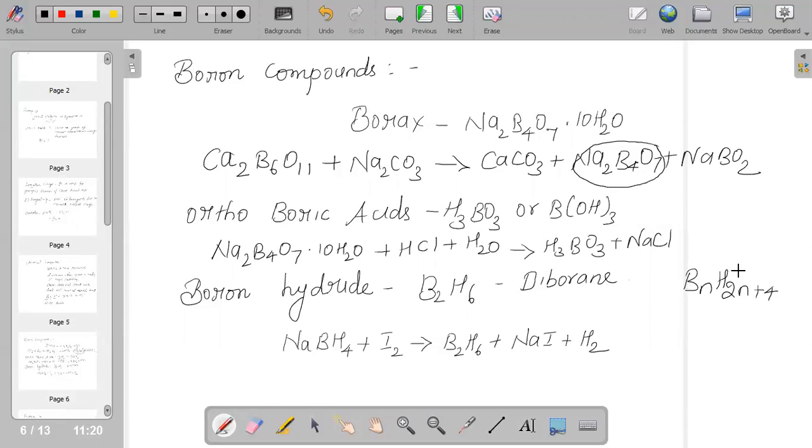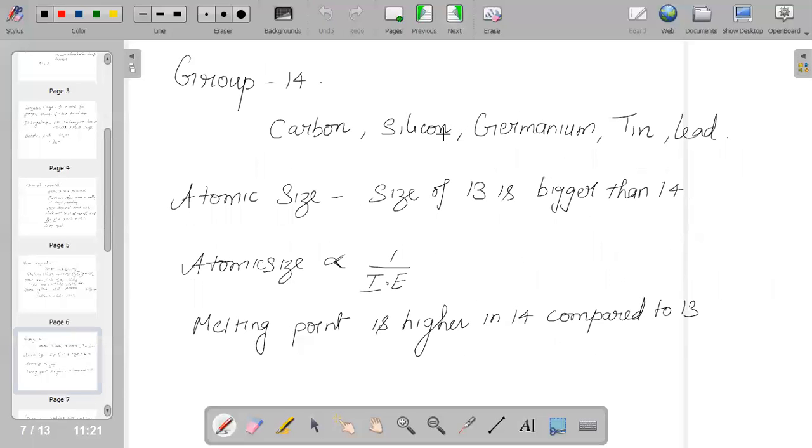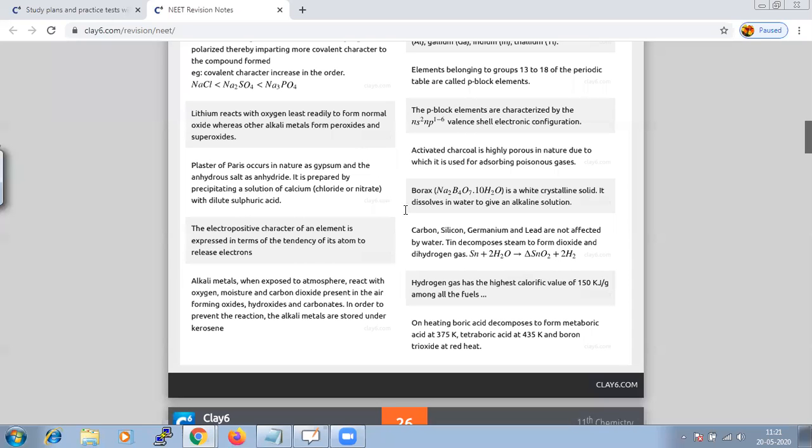It is prepared by reacting sodium borohydride with iodine, and it is a colorless and toxic gas. Basically, it has the tendency of catching fire spontaneously, and yes, it is stable at low temperature, and it is also easily hydrolyzed. So this was about the boron family or boron compounds.